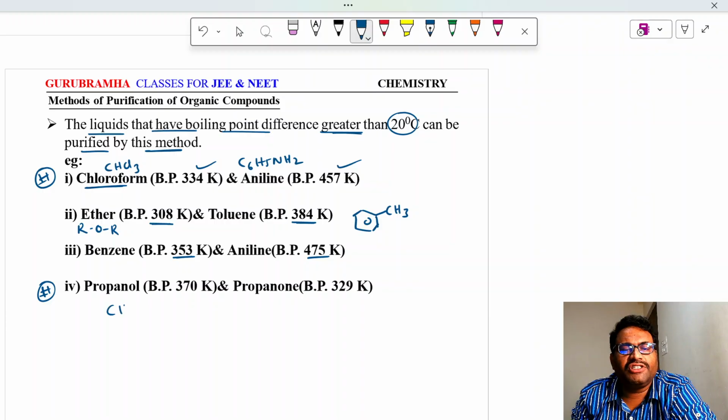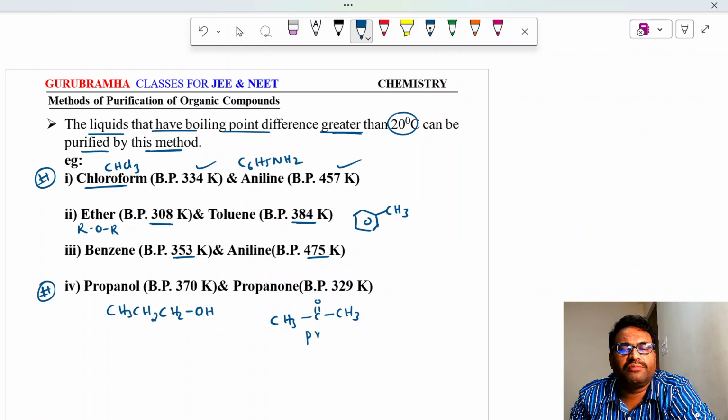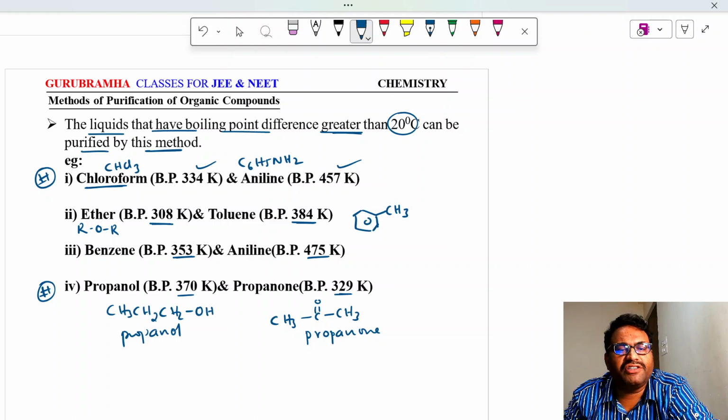Propanol, CH3CH2CH2OH, propanol, and propanone, CH3, C double bond O, CH3. What is this, sir? Ketone, propanone. 3 carbons are there. What is this? Propanol. Their boiling point difference is also more. 329, 370 Kelvin. So when the boiling point difference is huge, then automatically they can be separated by simple distillation. Generally saying that greater than 20 degrees centigrade difference can be separated by simple distillation.